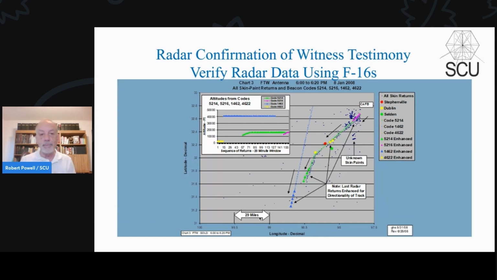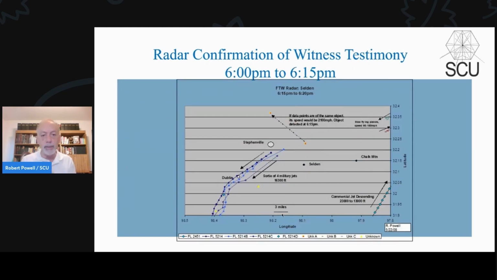Next slide. I'm going to speed up because I'm beginning to run out of time, but these are the witnesses that I talked to you about between 6 and 6:15 p.m. We got actually only 2 radar points for their observation.